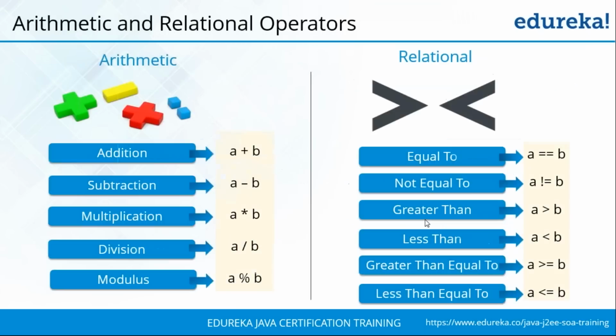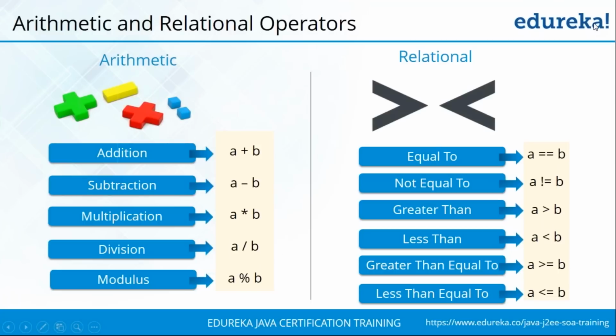Let's start with arithmetic and relational operators. Your arithmetic operators are quite straightforward: addition, subtraction, multiplication, division, and then a new operator known as the modulo operator. Most of you who are not familiar with programming languages will be coming across this for the first time. Your modulo operator does a simple division like your division operator. But the difference is that when you perform division, you get the quotient as your output, but when you perform a modulo division, you get the remainder as the output.